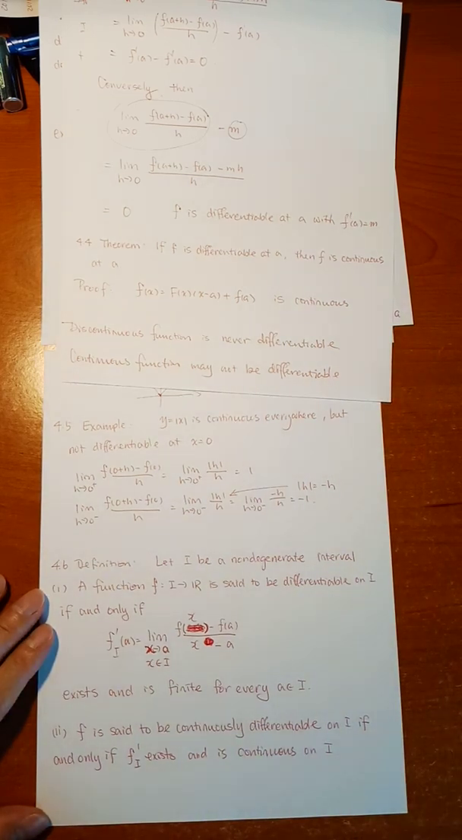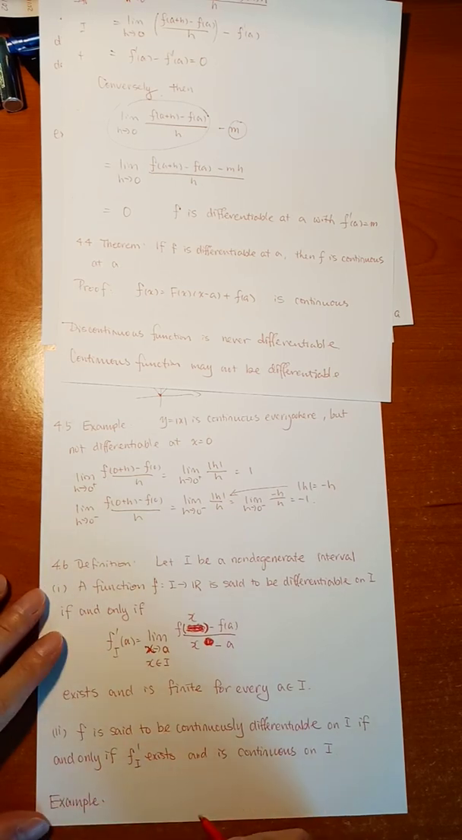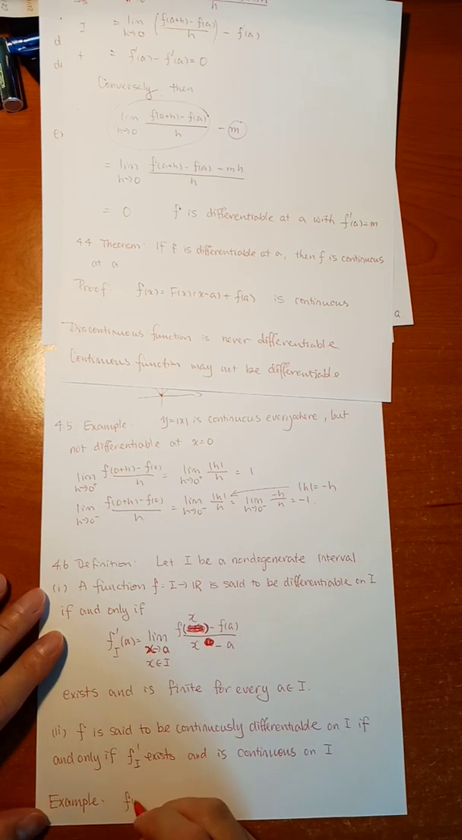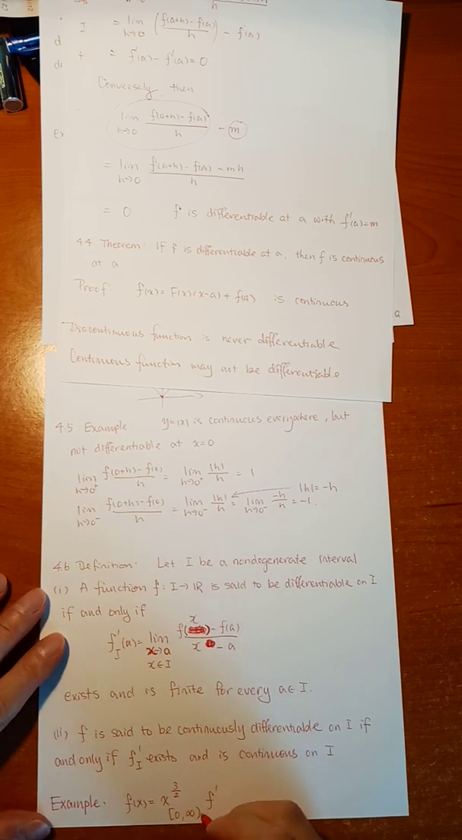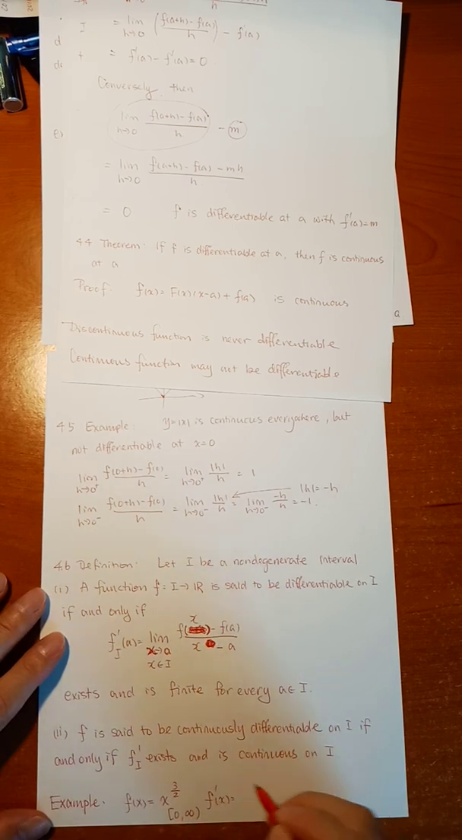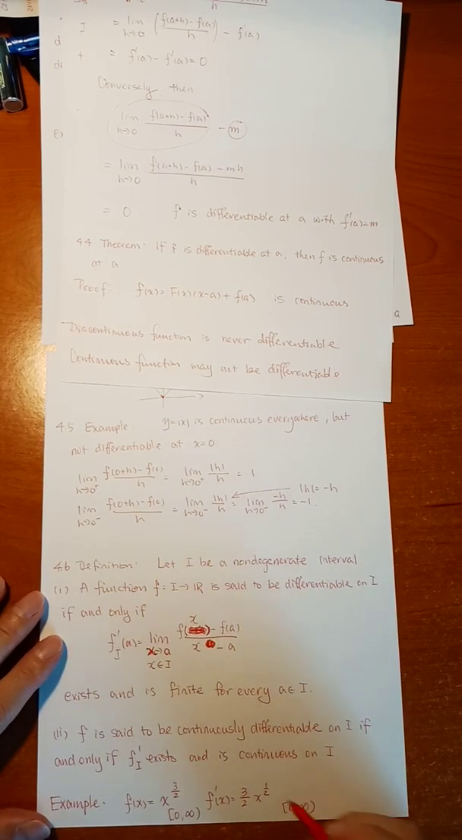Okay, so for example, if we have f(x) equal to x to the power 3/2, then f prime, the domain is over 0 to infinity, because you have a square root. Then f prime of x is 3/2 x to the 1/2. This one exists on 0 to infinity also. So this is good, and it's continuously differentiable.